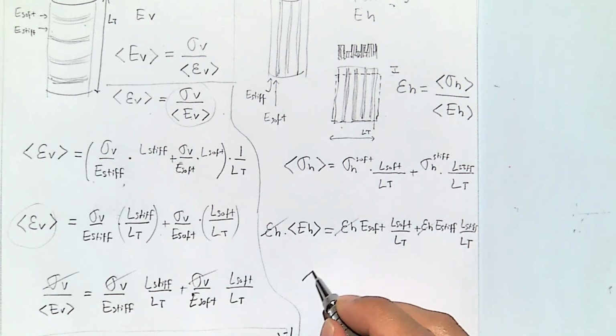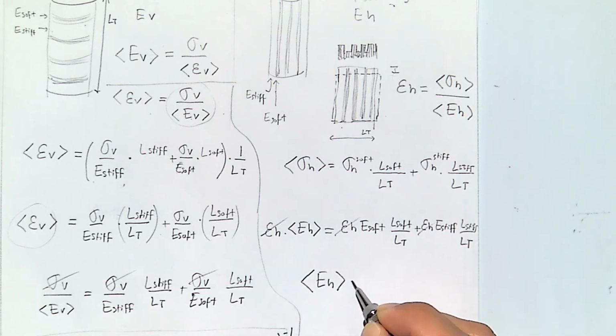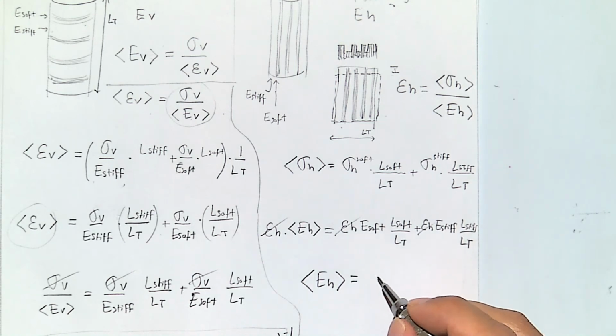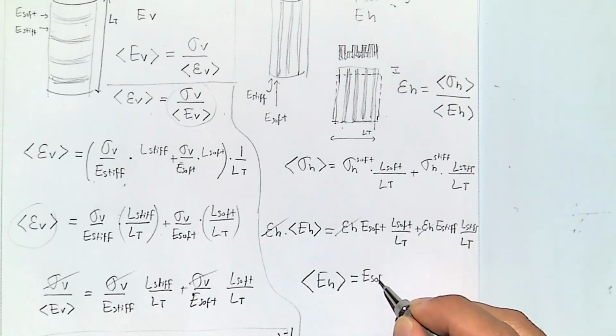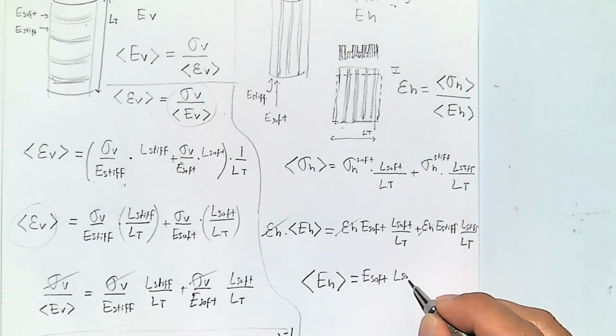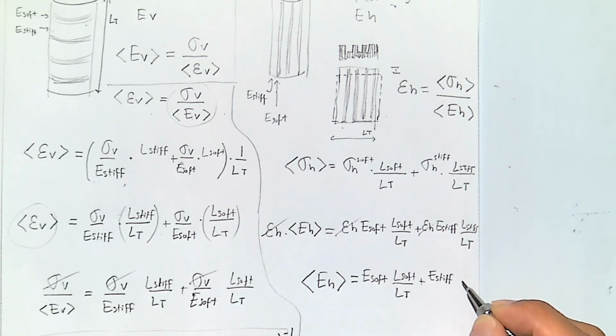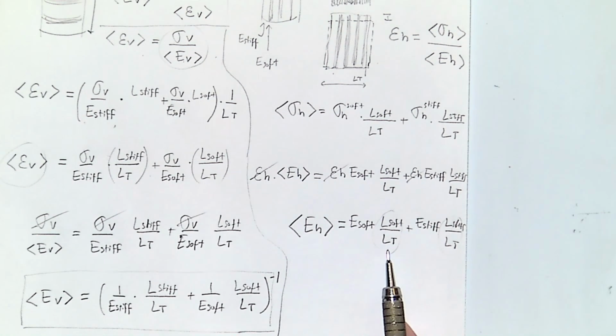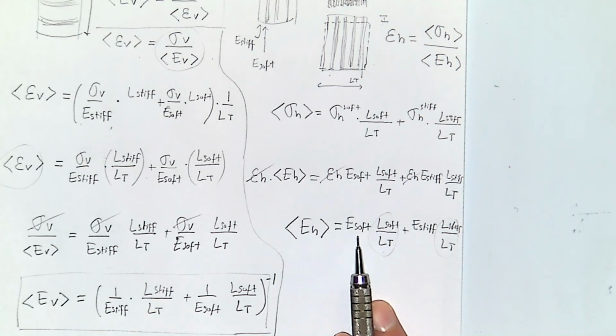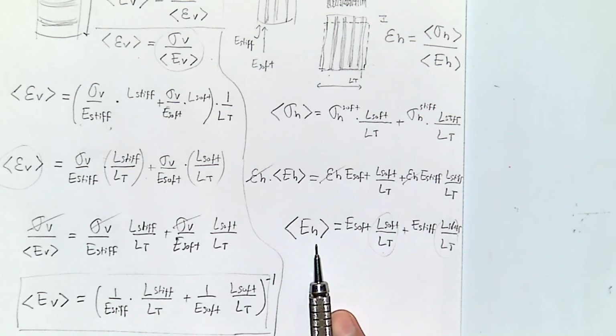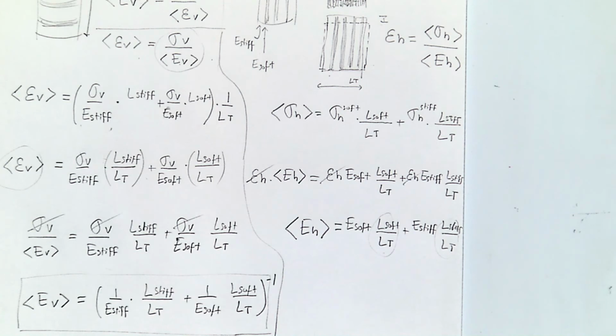The result is that the horizontal modulus is just an arithmetic average of the summation of the two moduli, weighted by L stiff divided by LT, where again these two values are volumetric fractions. So the more soft material you have, the smaller EH is going to be, but it's a linear relationship.